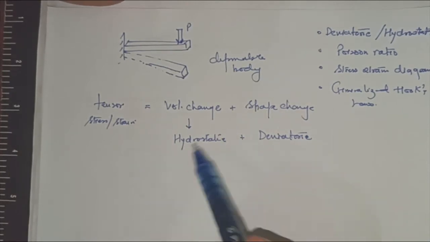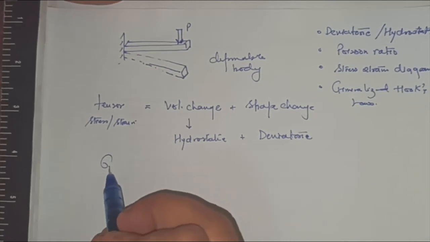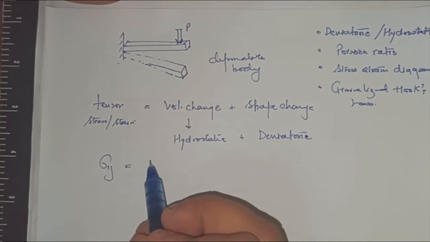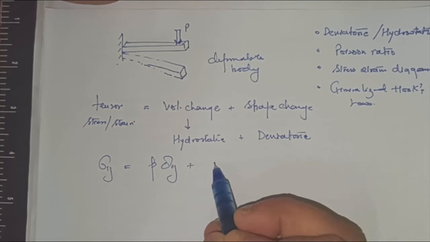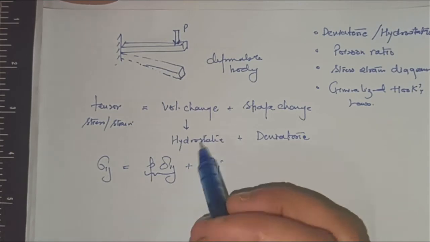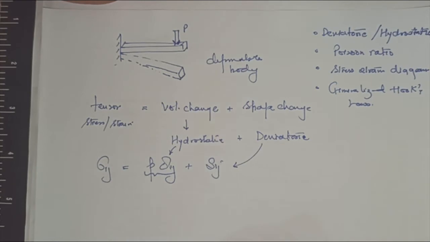So if I talk about a general stress tensor, let's talk about stress, a general stress tensor sigma ij can be decomposed into P delta ij and S ij. Here P delta ij is a hydrostatic stress and S ij is a deviatoric stress. This is a deviatoric stress tensor and P is a hydrostatic stress tensor.